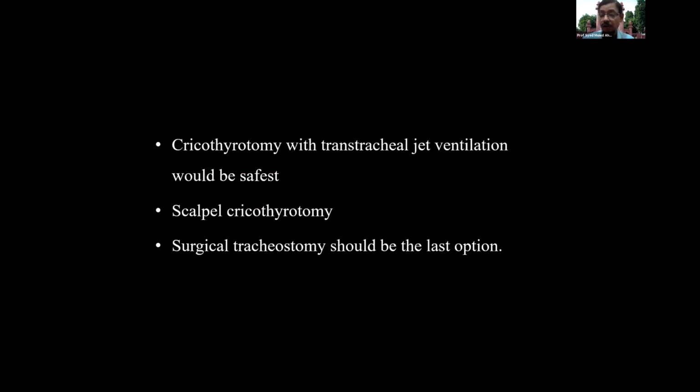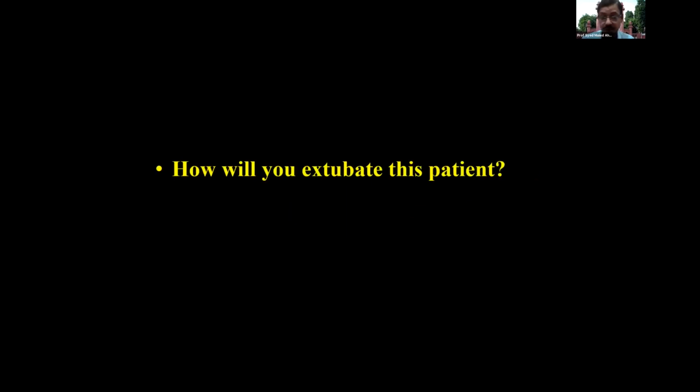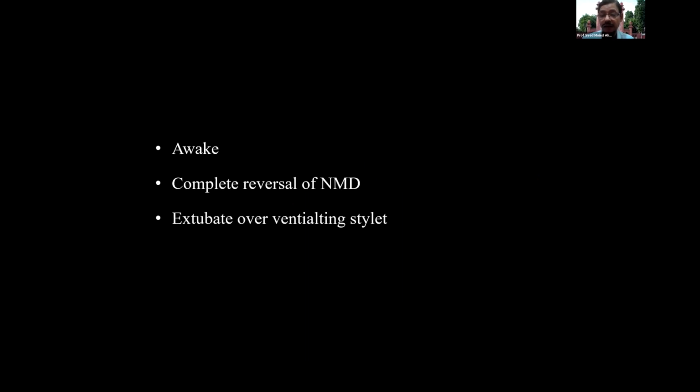And scalpel cricothyrotomy, depending upon the age group, would always be a choice. Surgical tracheostomy: before you start this patient, straight away go for surgical tracheostomy and get the case done, could be another choice. So how will you extubate? Naturally, DAS has an extubation guideline. You can follow that. You make the patient awake. Most importantly, awake the patient, with complete reversal of neuromuscular blockade. And always remember, extubation is a controlled, elective method. So always try to extubate in a controlled environment, putting in a ventilating stylet, and then extubate this patient.